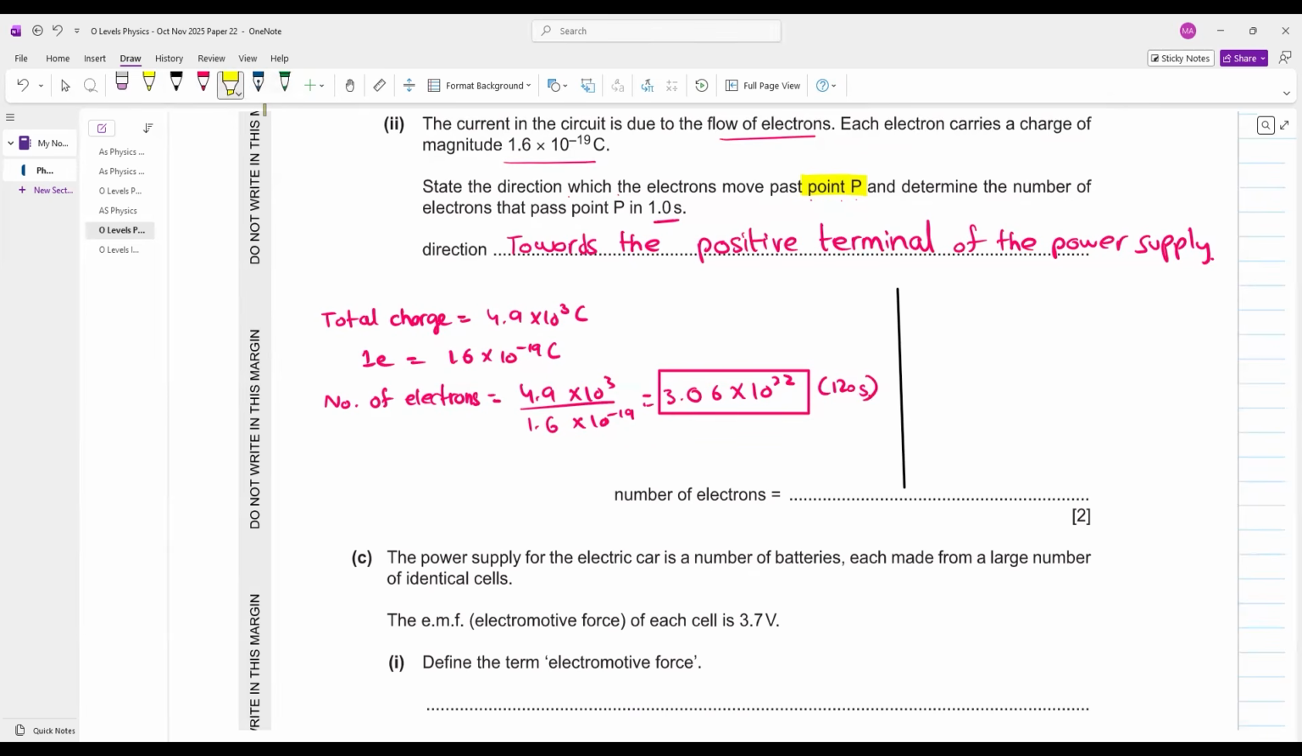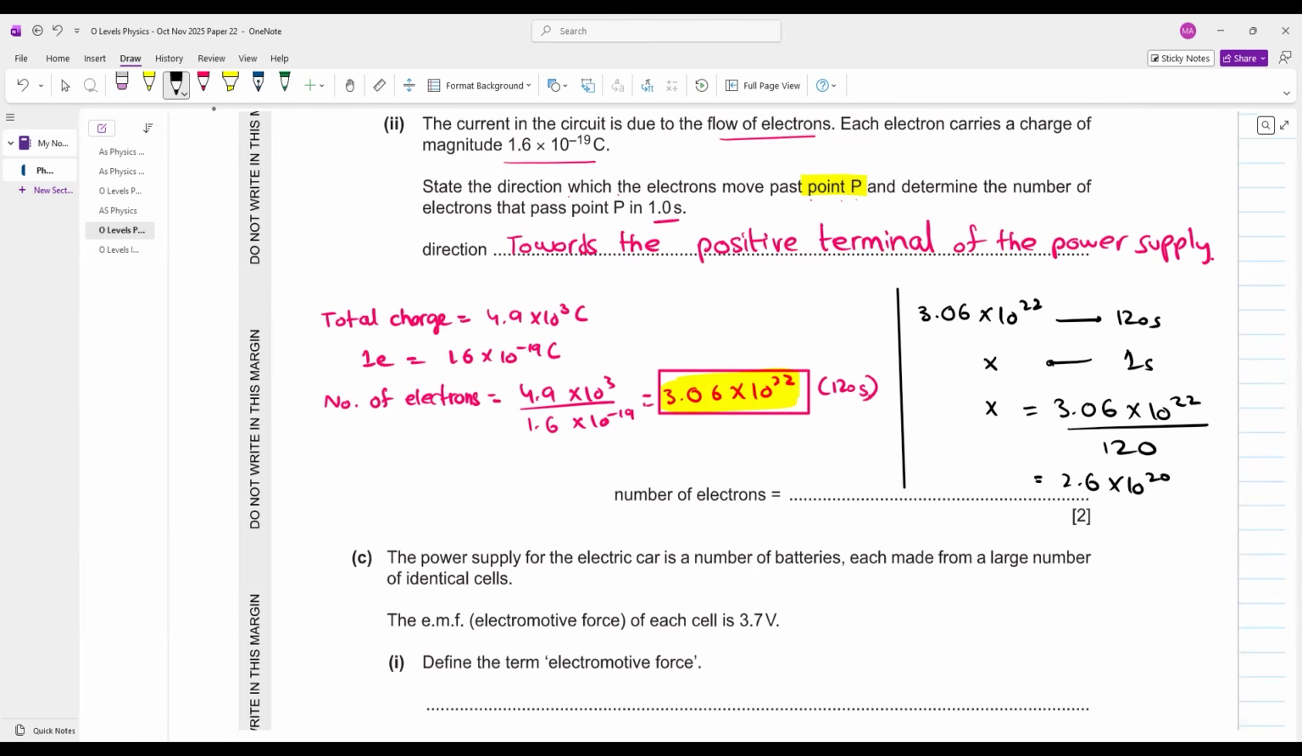बेटा, if you realize these are your number of electrons in 120 seconds, so you can say there are 3.06 10 raised to the power of 22 electrons in how many seconds? 120 seconds. 1 second में कितने इलेक्ट्रॉन्स हो जाएंगे? x, can you calculate this value of x? 3.06 10 raised to the power of 22 divided by 120. The number of electrons in 1 second क्या हो जाएगा भाई? 2.6 10 raised to the power of 20 electrons.